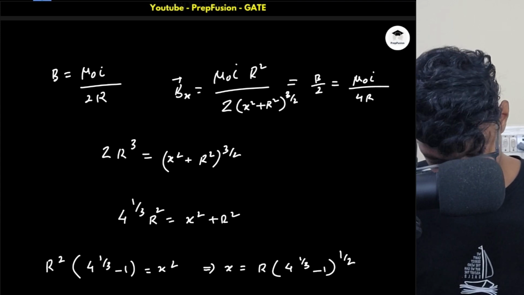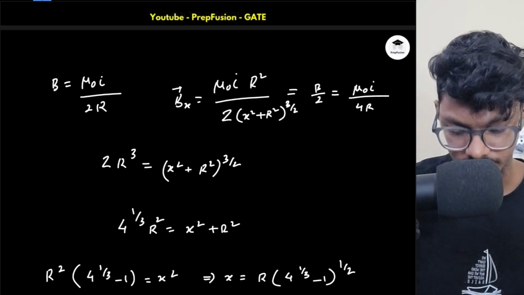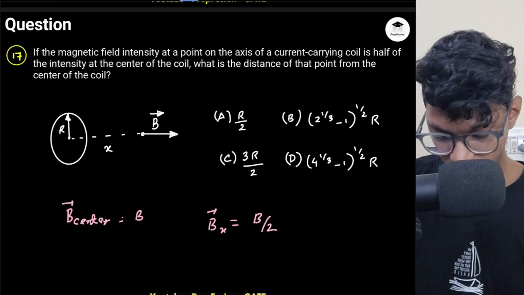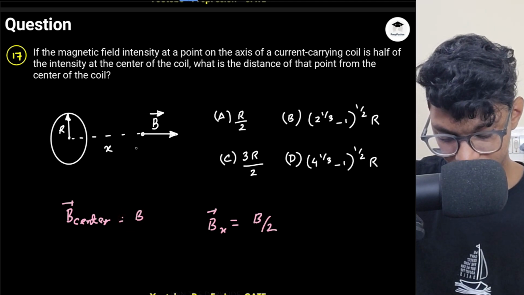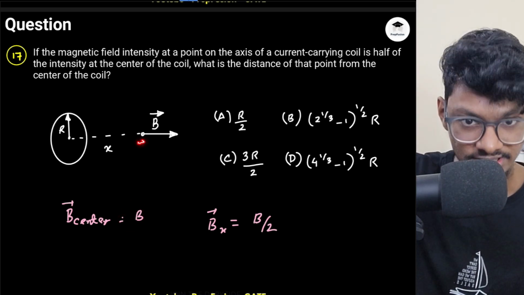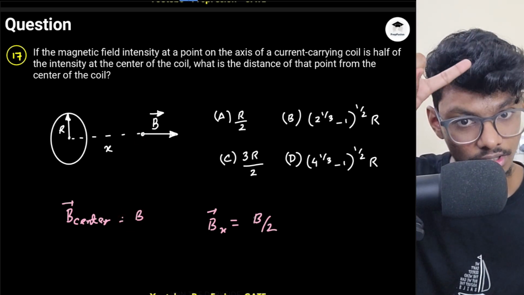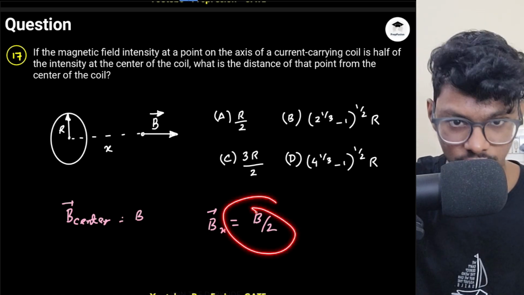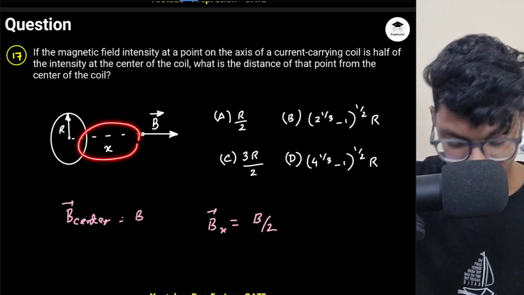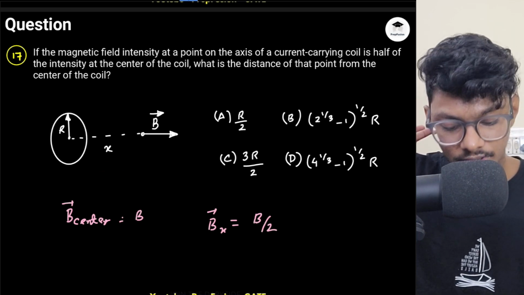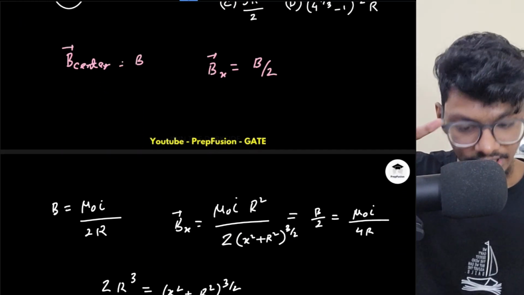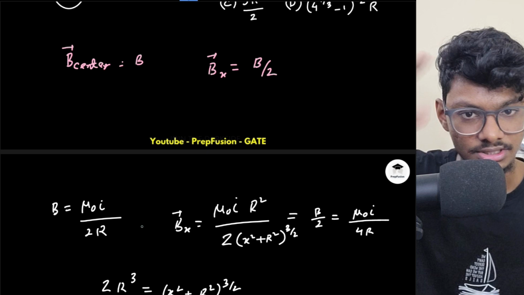Okay, this is a good question. Let me quickly go through the question once again. They are telling us that at the center of the coil, the magnetic field is some B, and at a distance x along the axis of the coil, the magnetic field is half of that at the center, so it will be B by 2. Now they are asking what is that distance where it will become half. So what I have to do is equate the two things. First of all, what is the magnetic field at center? It is mu naught I by 2r.